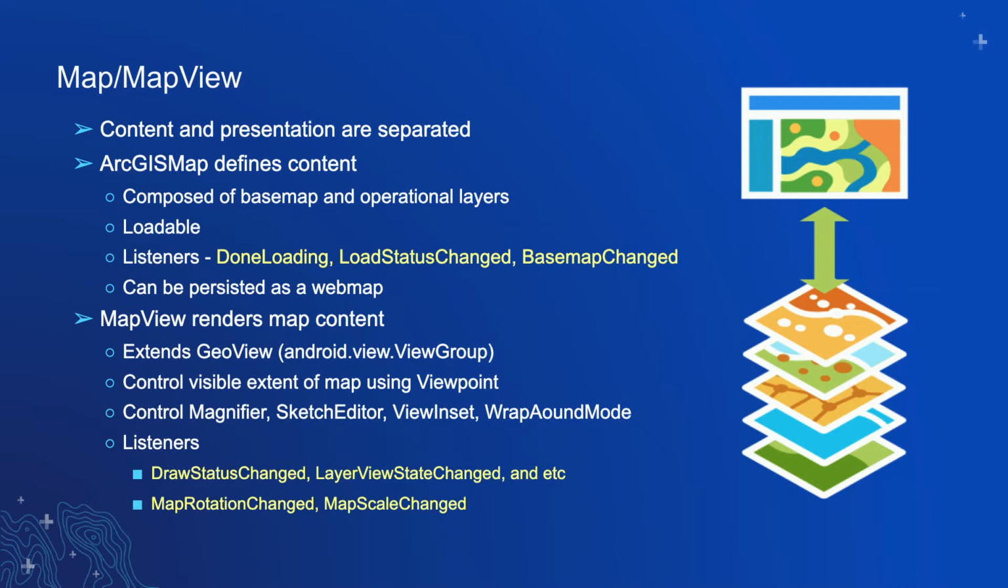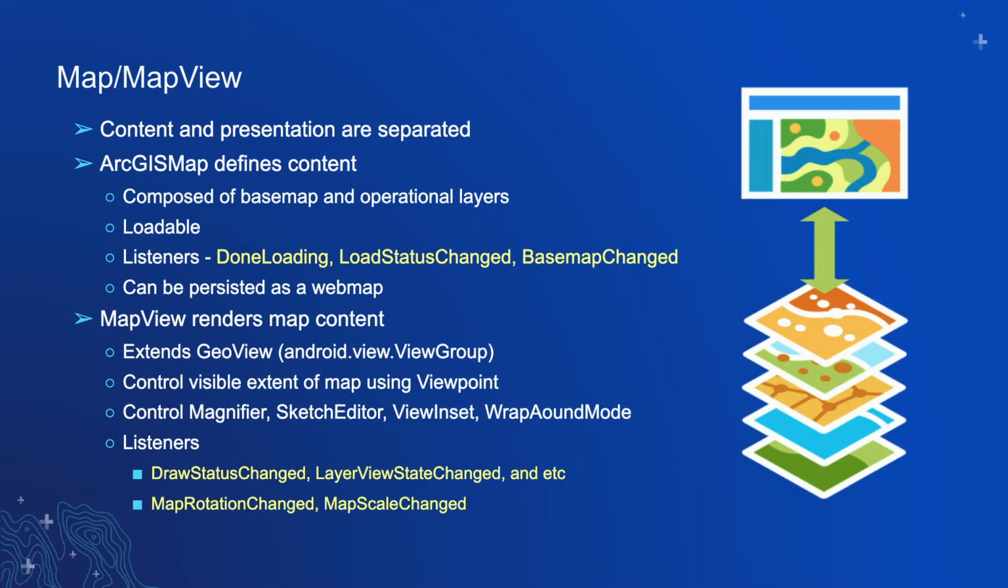Starting from the 100 release, we separate content and presentation. The map defines the content that you want to use to tell stories or answer some questions. It defines how that content is organized. A map can consist of a base map and multiple operational layers. And it implements the loadable pattern, meaning that it loads the metadata of the maps and layers asynchronously.